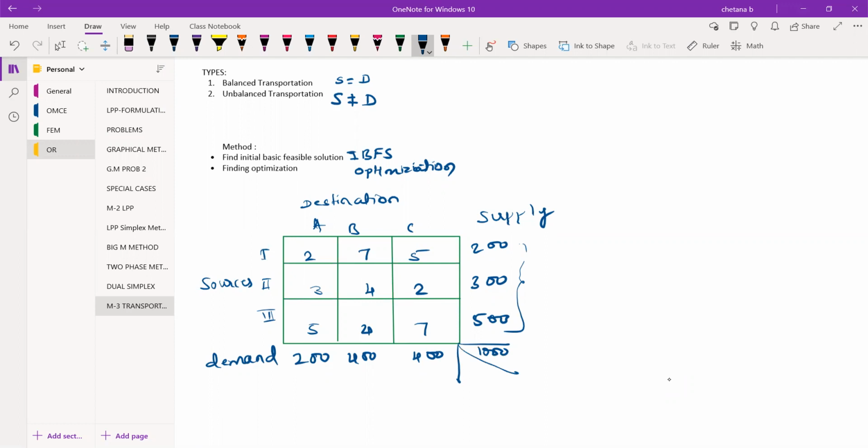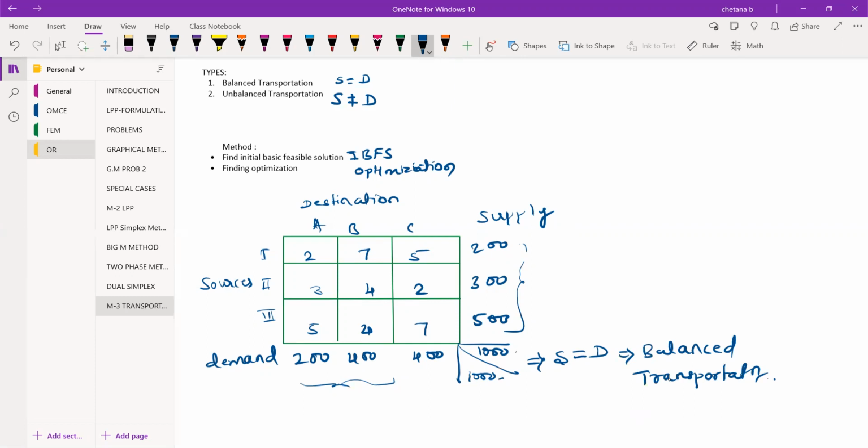Similarly, 200 plus 400 is 600, 600 plus 400 is 1000. So we conclude that here S is equal to D, that is, supply is equal to demand. So this is a balanced transportation problem.